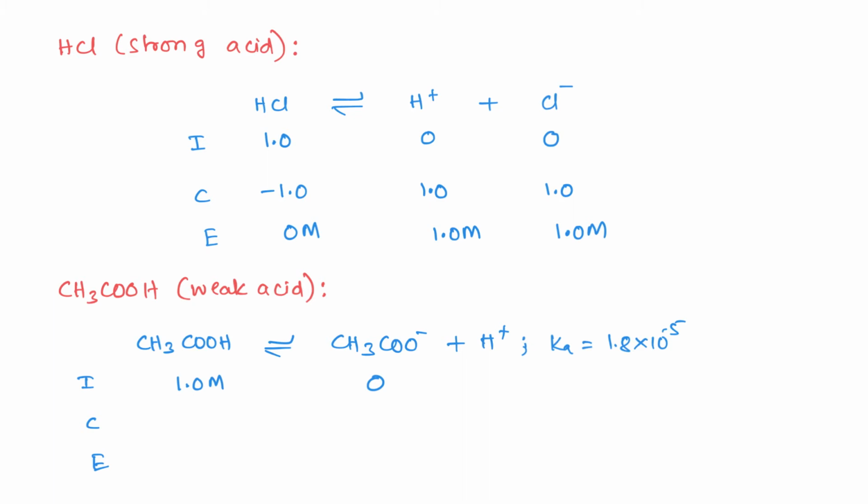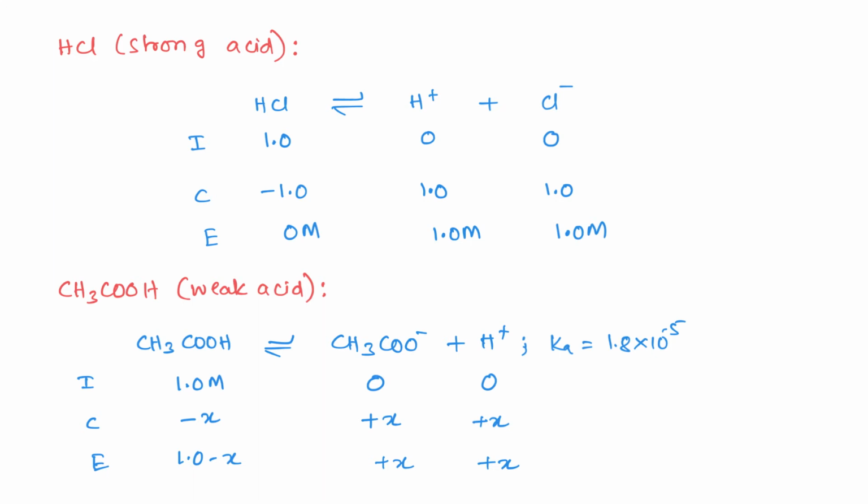But for now, let's assume the initial concentration of H plus ions before the acetic acid starts to dissociate is 0 molar. This is a typical weak acid problem. Let us assume a small amount of acetic acid dissociates and the same amount of acetate ion and H plus ion is formed. At equilibrium, these are the concentrations of acetic acid, acetate ion, and H plus ions. Let us now determine the value of X.